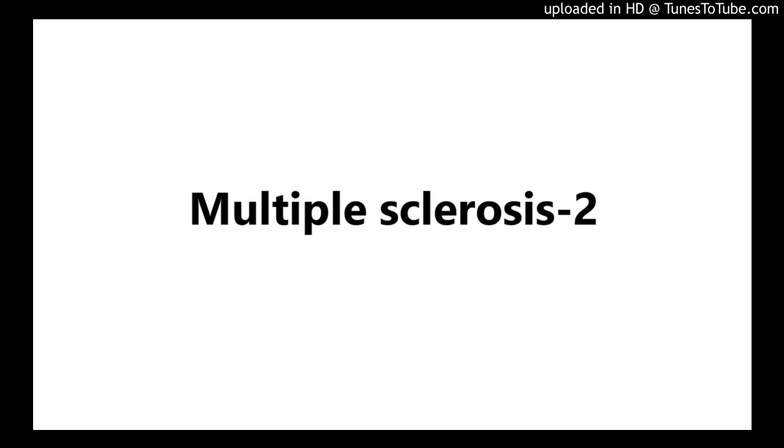The next symptom is visual blurring. This results either from optic neuritis or diplopia. Diplopia results from internuclear ophthalmoplegia or from palsy of the sixth cranial nerve. So what is internuclear ophthalmoplegia? It consists of impaired adduction of one eye. This is due to a lesion in the ipsilateral medial longitudinal fasciculus.